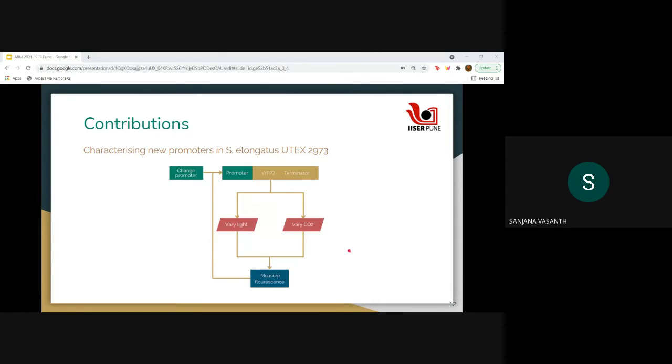As for novel contributions, S. elongatus UTEX 2973 is a relatively new chassis. Few parts have been well characterized in it. We aim to characterize promoters in this chassis for the first time.